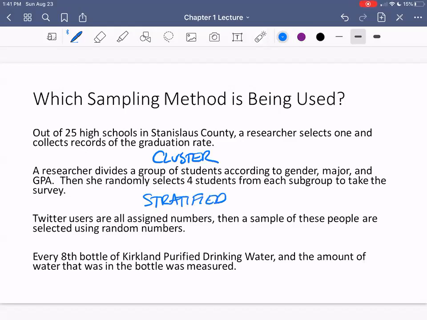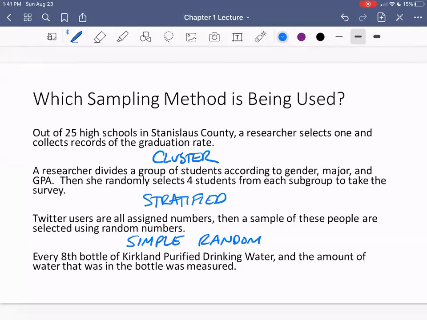Next, Twitter users are all assigned numbers. Then a sample of these people are selected using random numbers. This goes back to our very first thing. It's simple random. So simple random. And you'll hear it too. It'll be also classified as just random sampling, not just simple random. All right, but our text and uncommon way is also simple random.